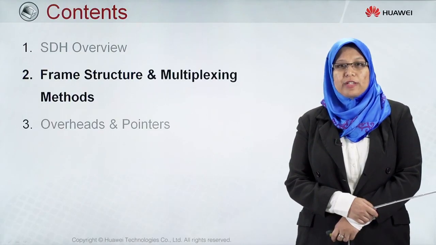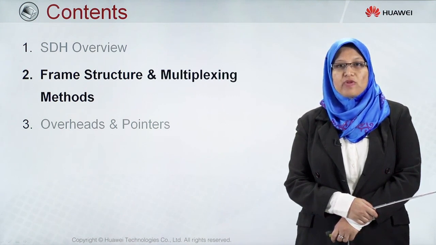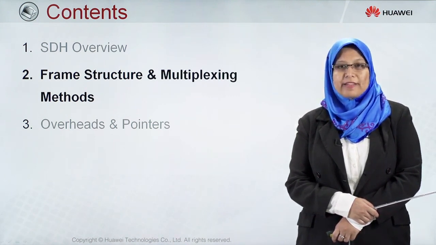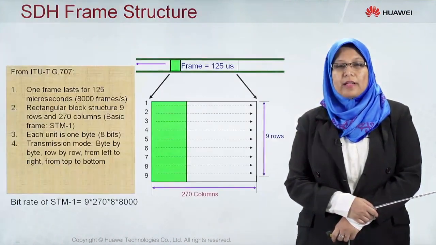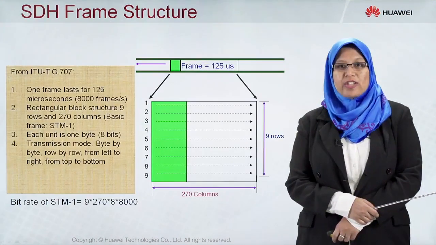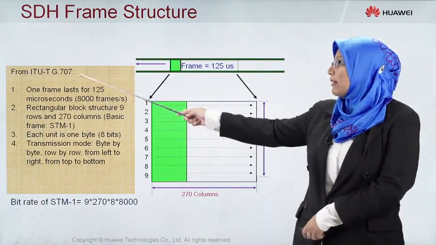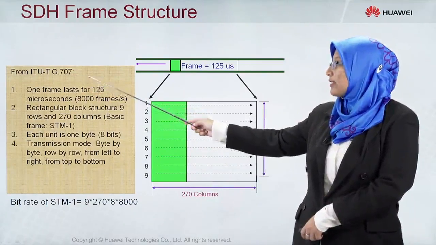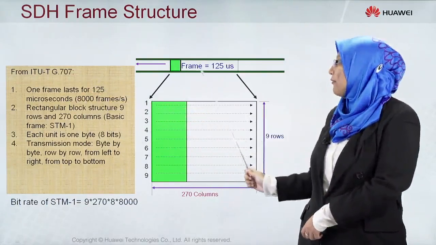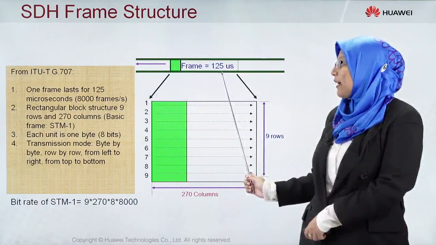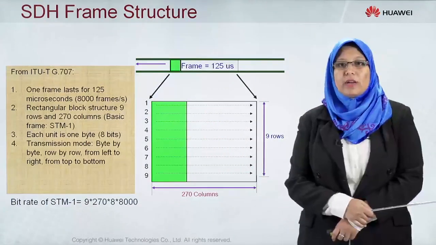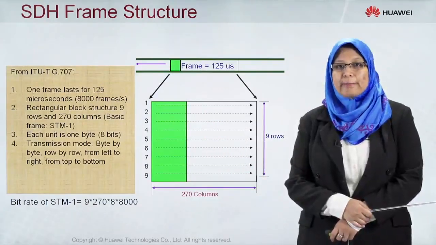Next, we will move to the second subtopic, which is the frame structure and multiplexing methods. This is the SDH frame structure. As you can see from the ITU-T G.707, one frame lasts 125 microseconds, which is 8,000 frames per second.